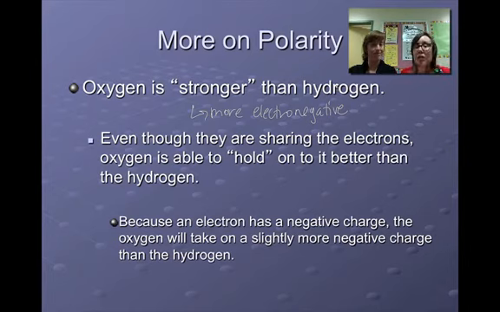All right, so oxygen is stronger than hydrogen. And that is a truth. And let's use a biological word here. More electronegative is better. So it is hungrier or has a stronger pull on electrons. On electrons. And electrons have what charge?